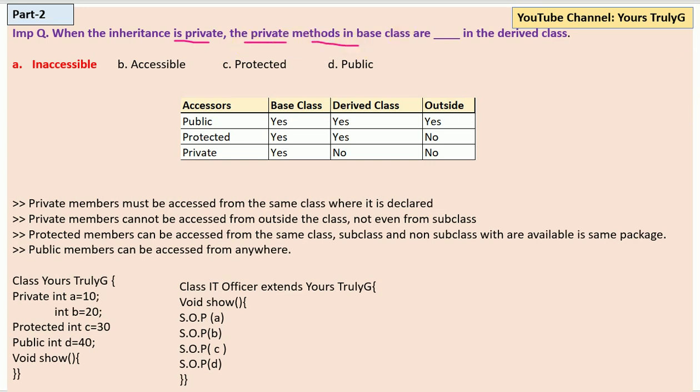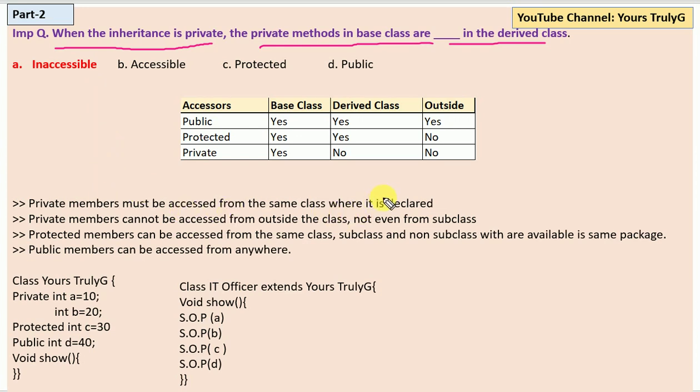So what is the question basically? Let's discuss the question first. When the inheritance is private, the private methods in the base class are dash in the derived class. Don't worry about that. Those who are from EC branch or instrumentation branch, and those who have not covered programming language yet, don't worry. After watching this video, you will have a better understanding of what is public, protected, and private. Just concentrate. So first of all, understand what is public, what is private, and what is protected.